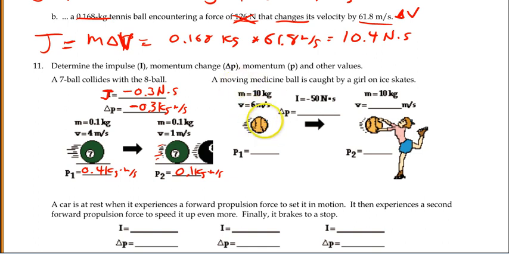Okay, a moving medicine ball gets caught. Its initial momentum is 10 times 6, or 60 kilograms times meter per second. It's undergoing an impulse of negative 50 newtons times second. That means its momentum is going to change by negative 50 kilograms times meter per second. Now it started at 60, it's going to change by negative 50. We're going to take away 50, so we're going to be down to a positive 10 kilograms times meter per second. Now if it has a mass of 10, 10 times what gets us to 10? Well, 10 times 1 gets us to 10. So it's gone from 6 meters per second down to 1 meter per second.